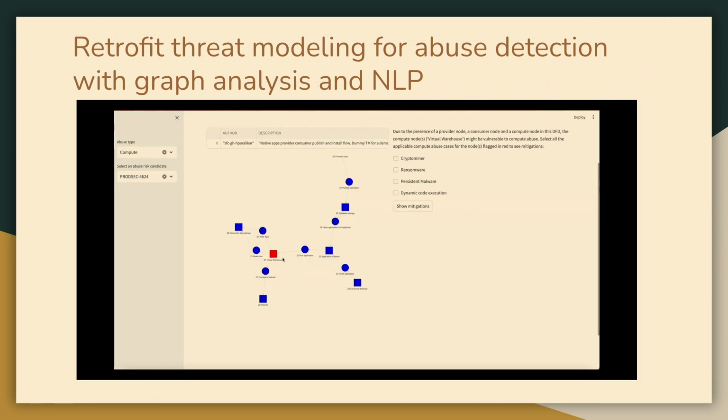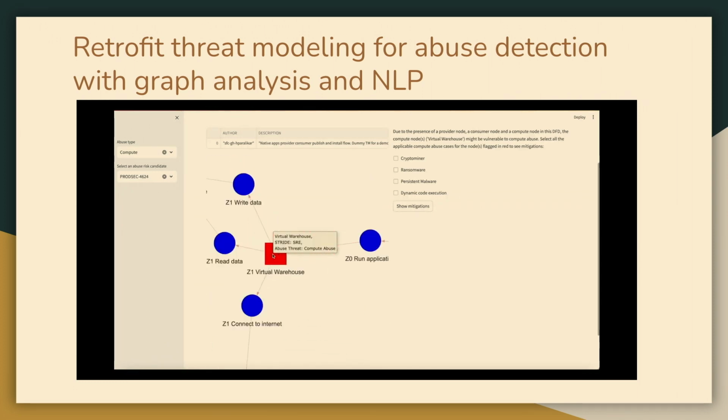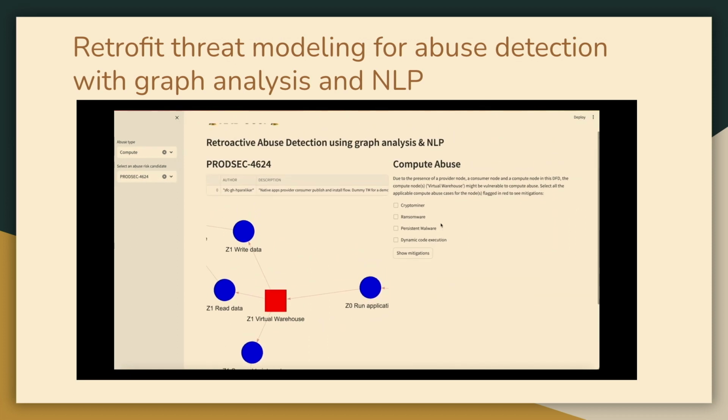The tool has helped us identify in red the compute node that might be vulnerable for compute abuse. This is like the virtual warehouse in this instance. Also on the right-hand side, the tool has generated a tooltip for us to understand what the threat actually means, and has also provided us a different class of threats there. Since it's a provider and a consumer scenario, we would at least want to select the crypto miner as a use case that we need to address.